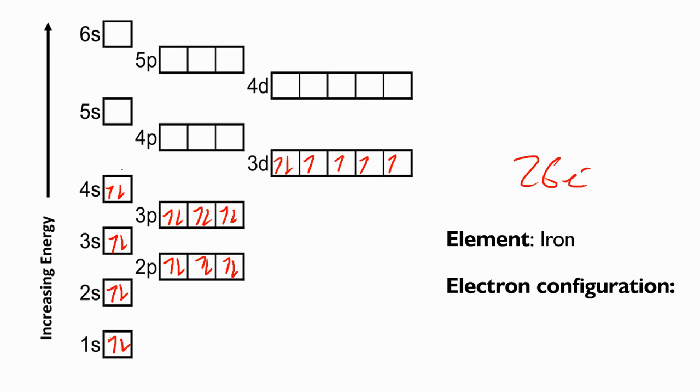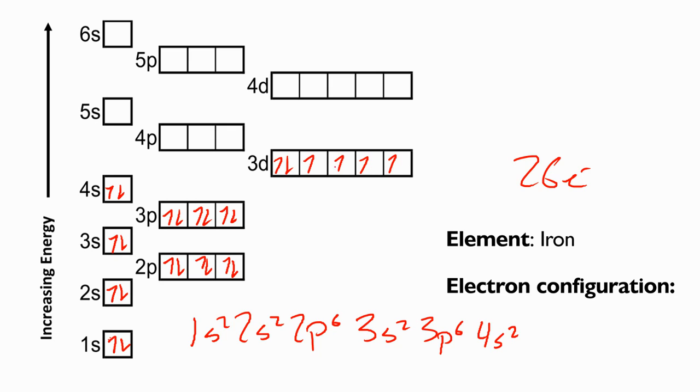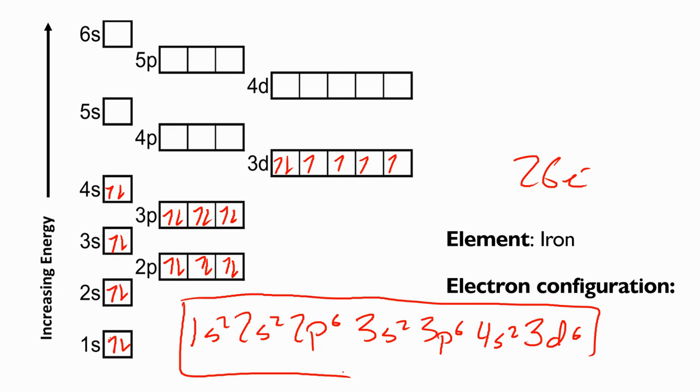Okay. Now I have allocated all my electrons, and I've got to ask myself, all right, what's my notation going to be? Well, it's going to be just like before. I go all the way up. So 1s2, 2s2, 2p6, 3s2, 3p6, 4s2, and now in my last level, my highest level here, I've got 1, 2, 3, 4, 5, 6. So 3d6. And that is the electron configuration for iron.